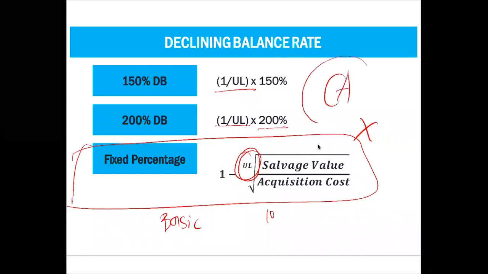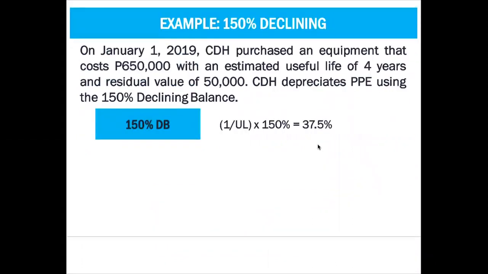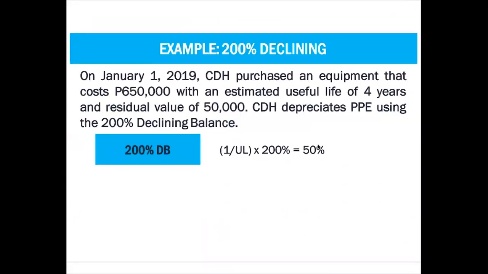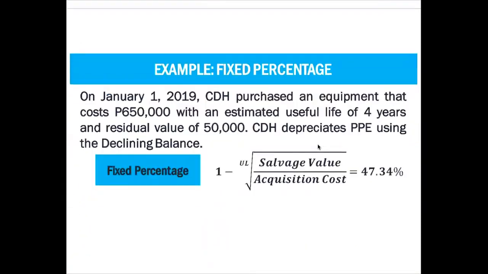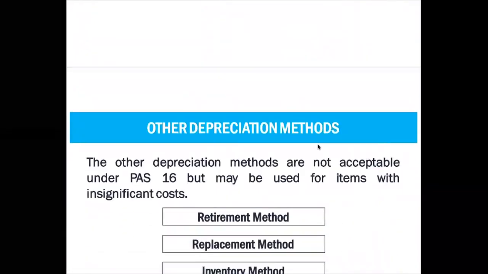Ano yung depreciable base natin? Carrying amount. So let's make use of this. So our declining balance is 150. So to compute for our rate, 37.5%. If you will use 200% declining, our rate is 50%. 1 over useful life multiplied by 200%. So for fixed percentage naman, ayan siya, 47.34.